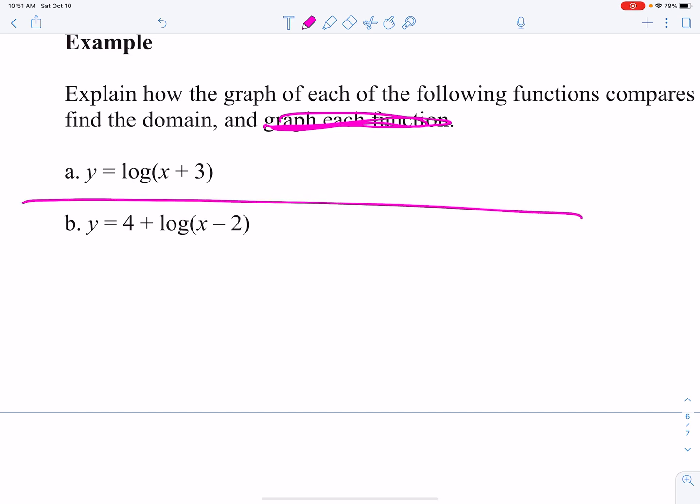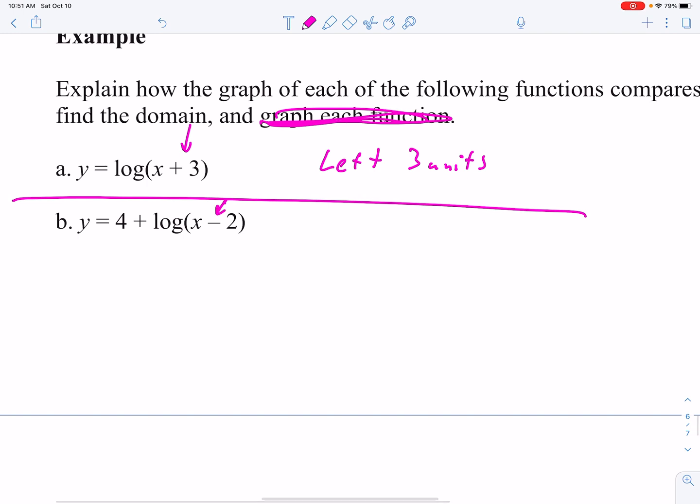Part A. Notice what's happening. We're adding to the x. So remember, when we add or subtract to the x, we go the opposite direction. So adding would mean we move left 3 units. Okay, part B. Now we're subtracting 2 from the x, so that means move right 2 units. So we're moving the original logarithm graph right 2 units, but then the plus 4 means up 4 units. So make sure you're comfortable with shifting graphs.